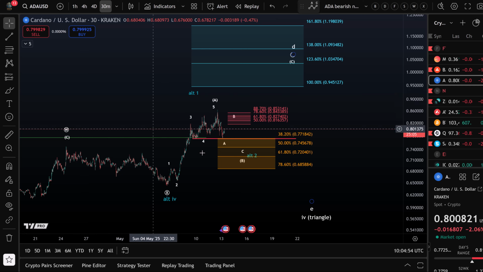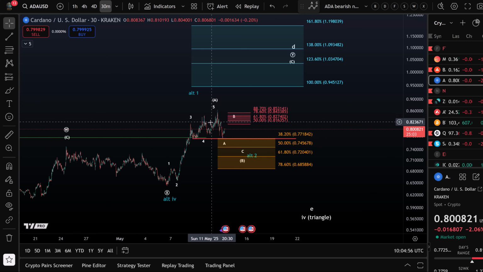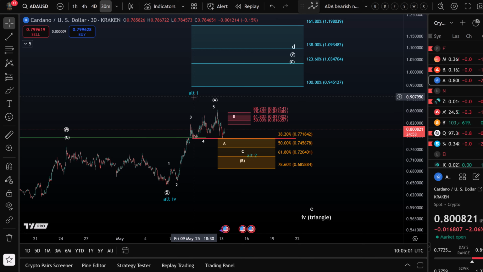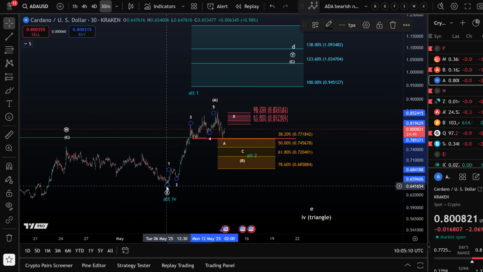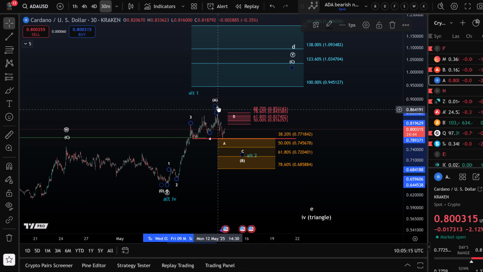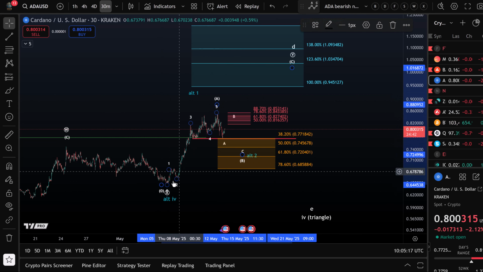Here on the ADA chart, we are currently tracking a potential start of a correction. If you watched previous updates, then you know that ADA has completed 5 waves to the upside in my interpretation. From the swing low in May, the 6th of May low, I can identify 5 waves up in this A wave. And then the subsequent pullback, which might be unfolding right now, could be a B wave with a C wave to come. At least this is one interpretation.